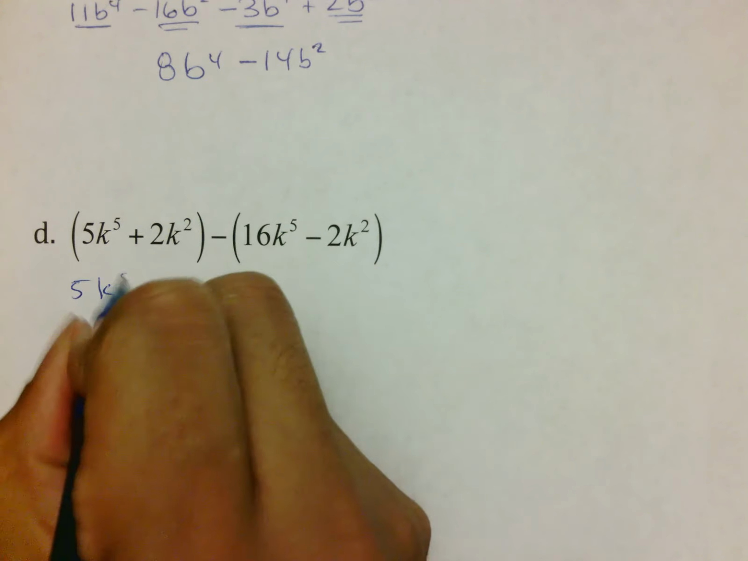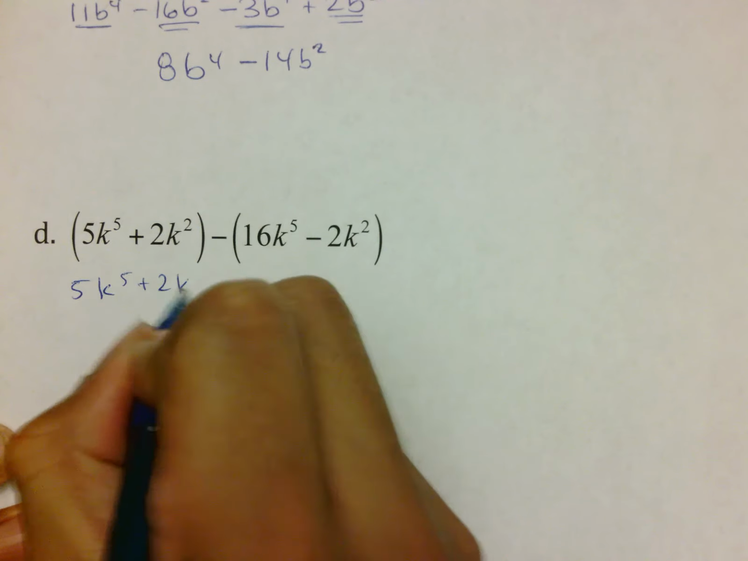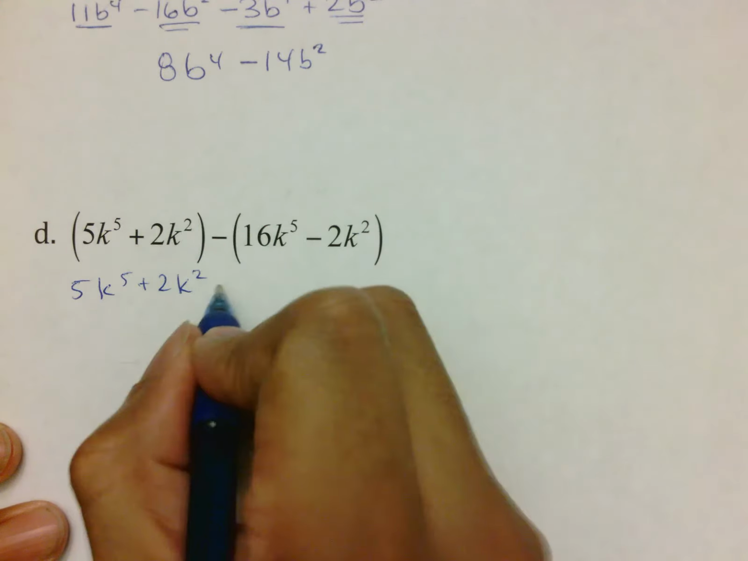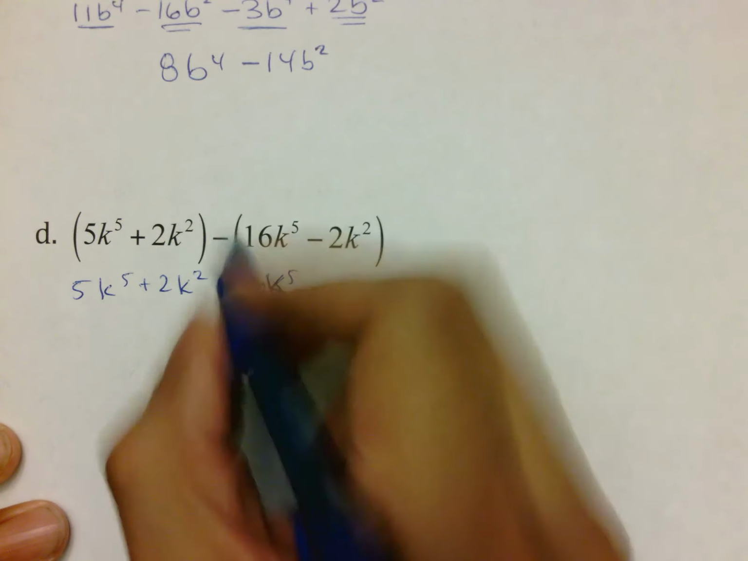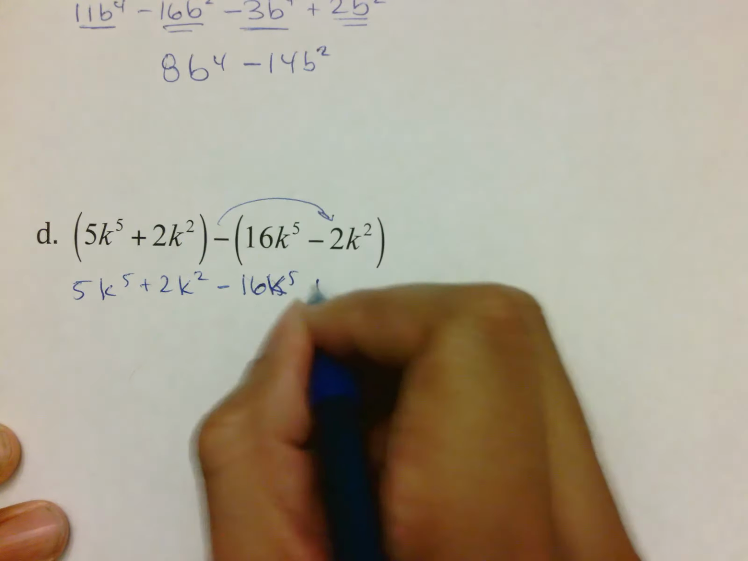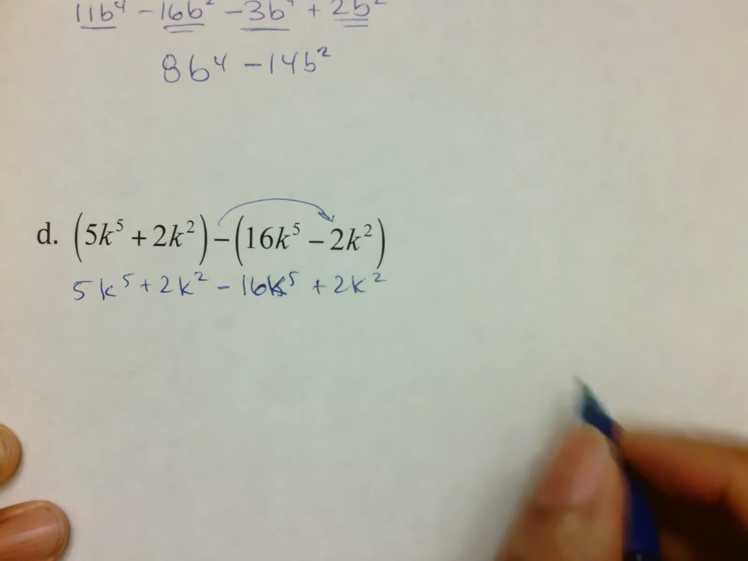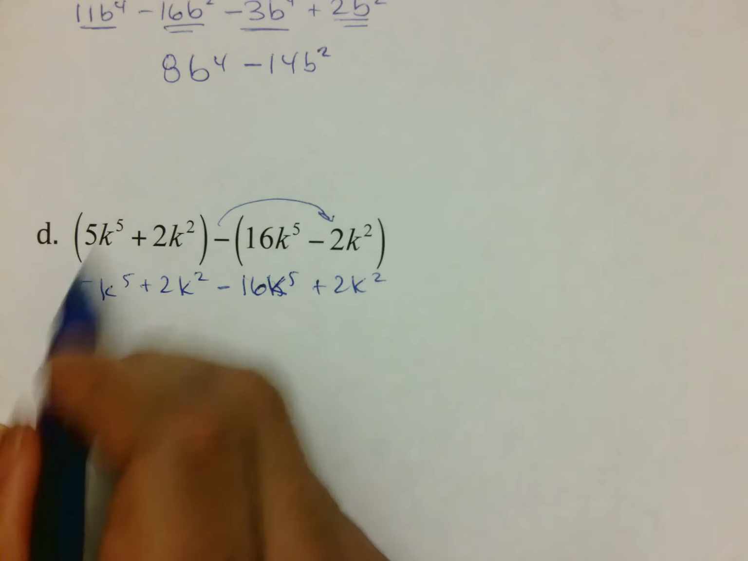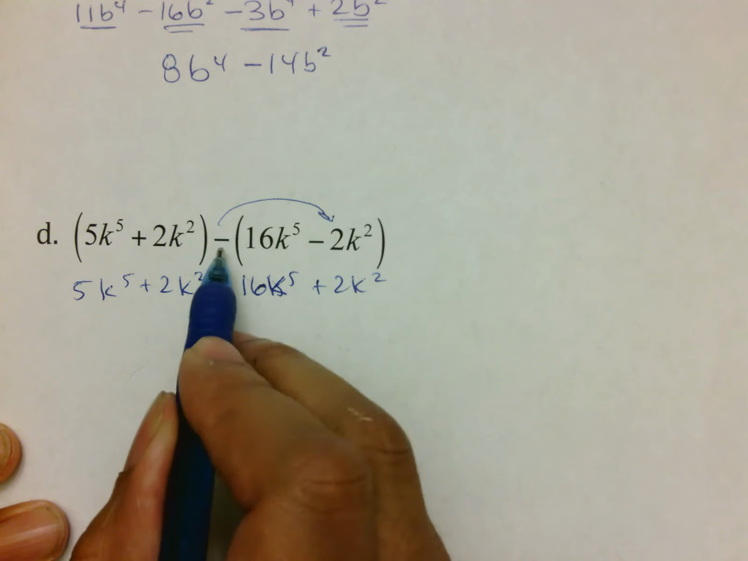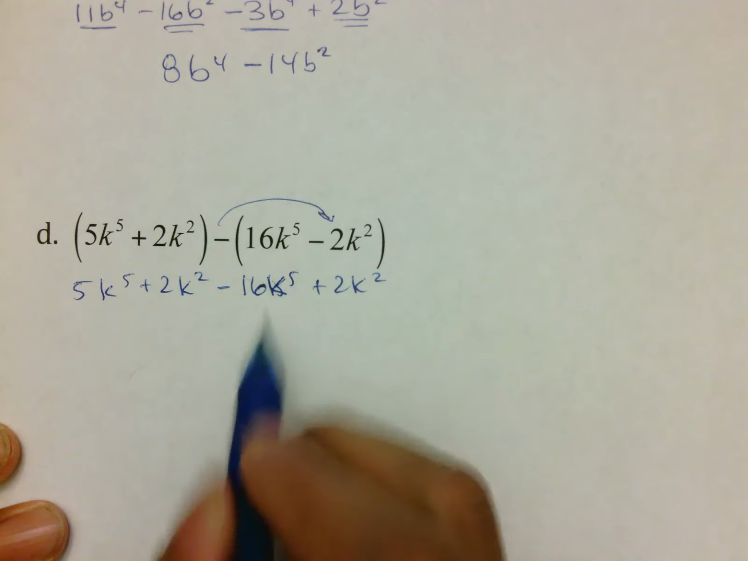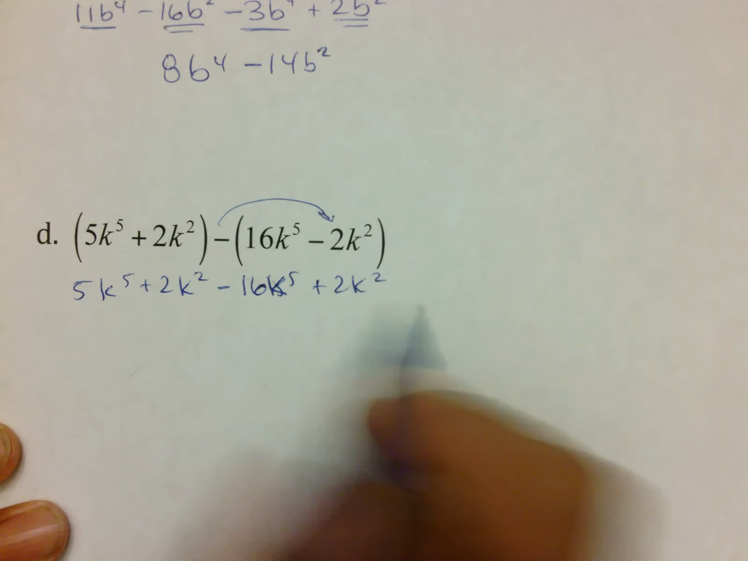D. This is tricky because you've got to be careful whenever we write it without the parentheses, which is why I want you to practice writing it without the parentheses. Yes, that makes a negative 16k to the fifth. But if you remember way back in chapter 1, that turns into a positive 2k squared. So again, yes, that stays the same and that stays the same, but you've got to remember from chapter 1 that this negative means that we switch everything on the inside. So this negative 16, positive 2.